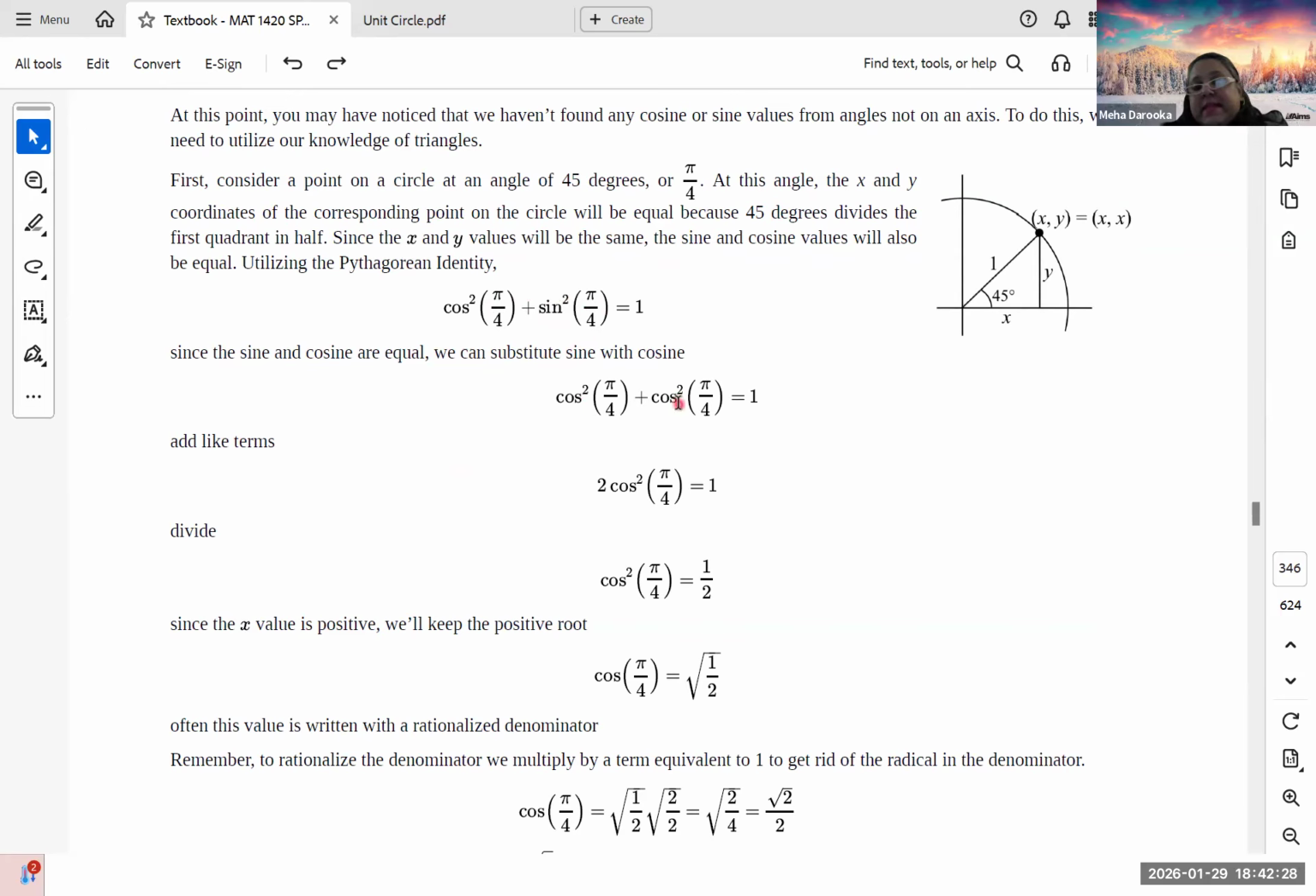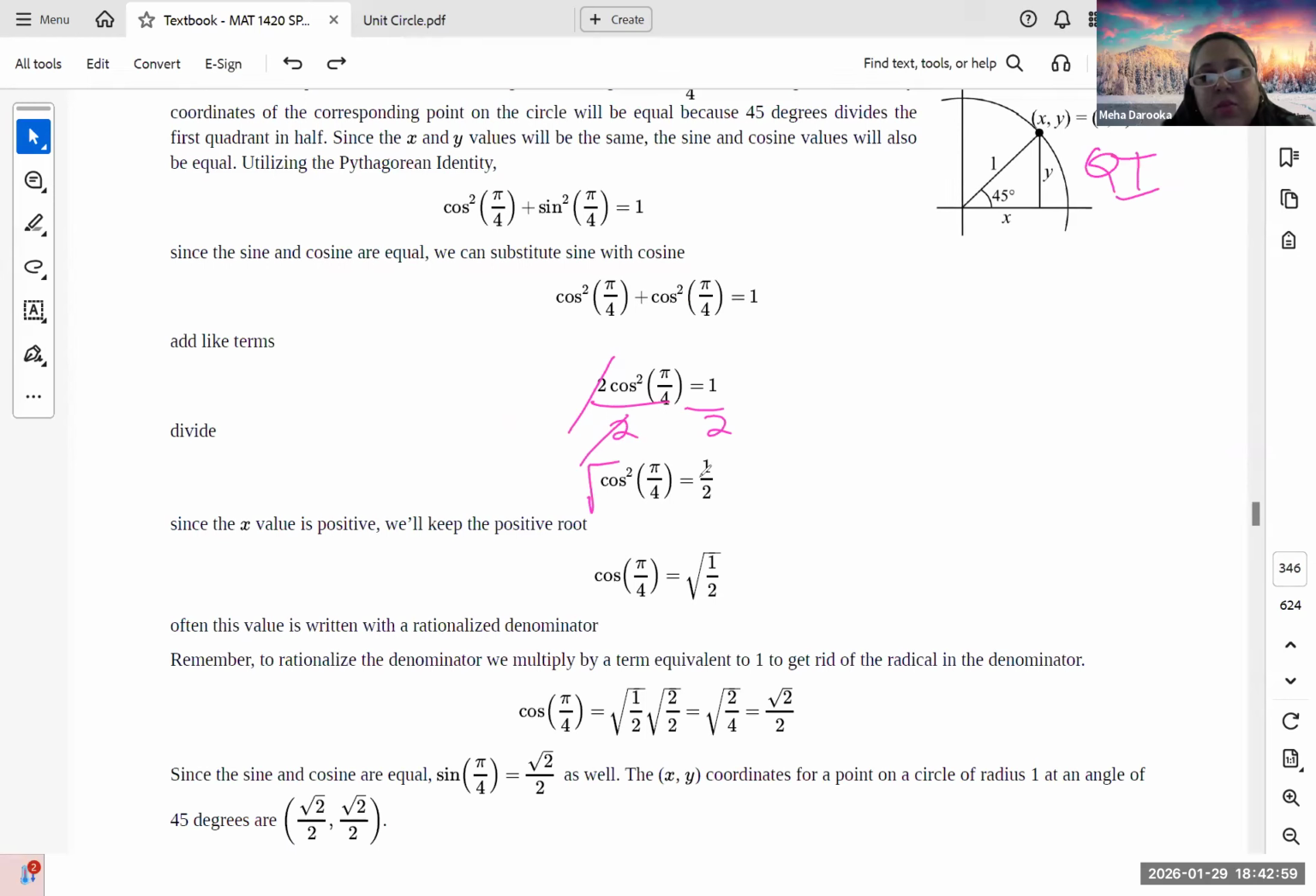You get 1/2 on the right-hand side. Now, we know we are looking at quadrant 1, which means when you take a square root on both sides, we are only going to keep the positive root, right? We don't have to worry about the negative root because we know both x and y values will be positive. So you will just end up with cosine of pi over 4 equal to the square root of 1/2. Go ahead and rationalize your denominator.